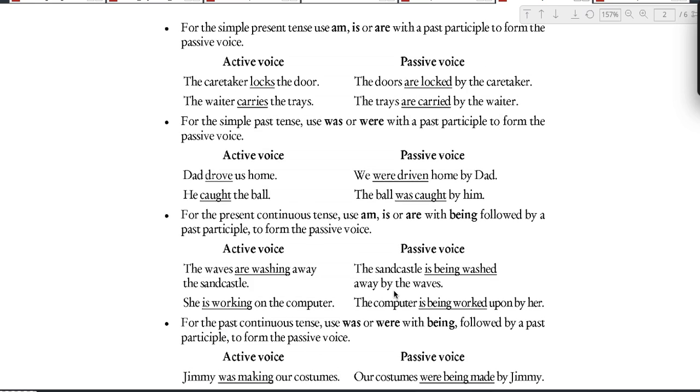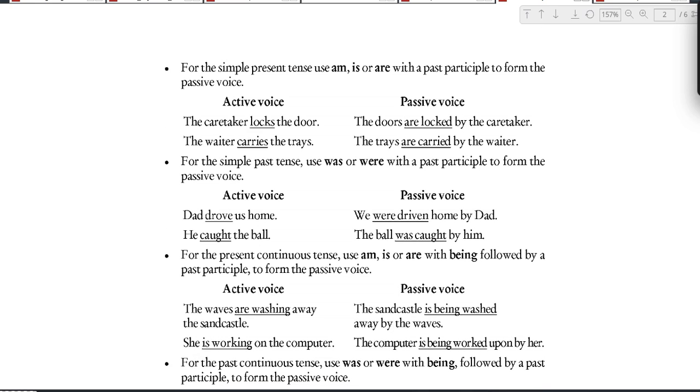Now, this rule is very important that you have to learn. We need to learn this. How we change from active voice to passive voice, that is very important. That I will send you.